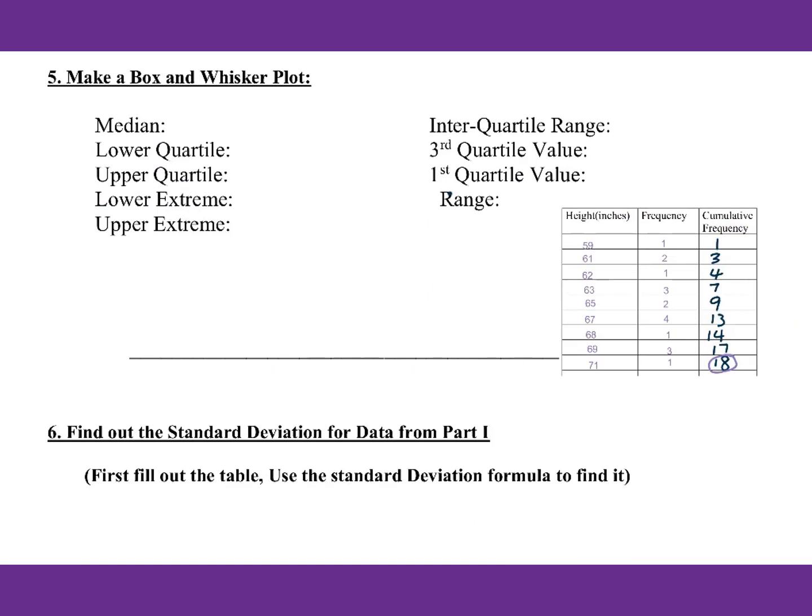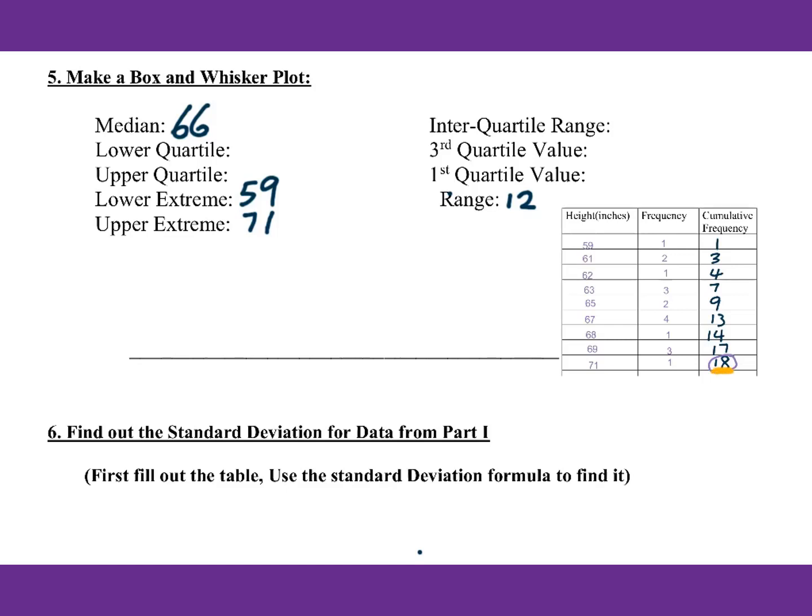Now let's go to number 5, make a box and whisker plot. We already know the median, that is 66. Lower extreme, that's 59. Upper extreme, that's 71. Range, 71 minus 59, that's 12. How do you figure out the lower quartile and upper quartile? You can just plug into the calculator and you can get all the answers directly. But without a calculator, how do you work that out?